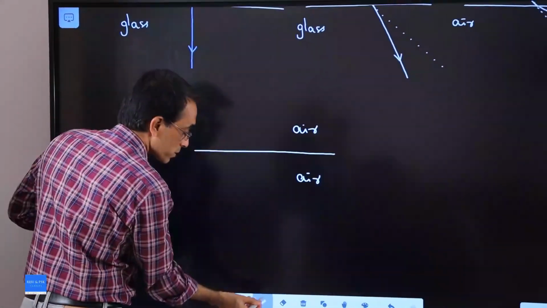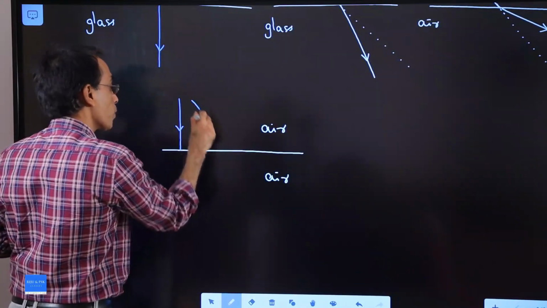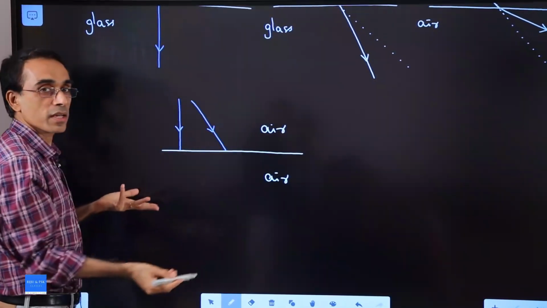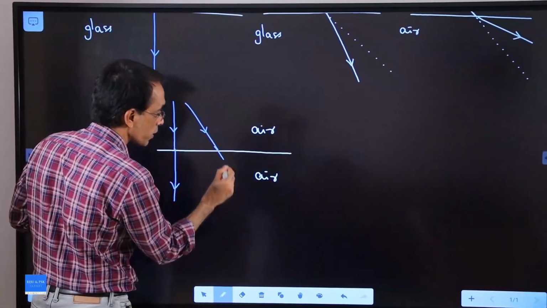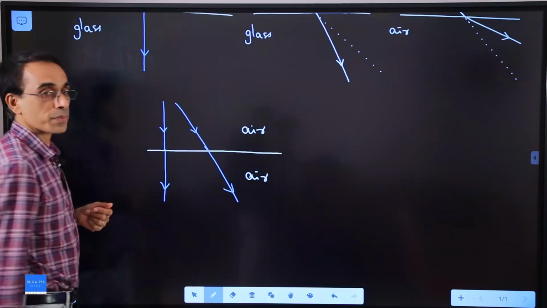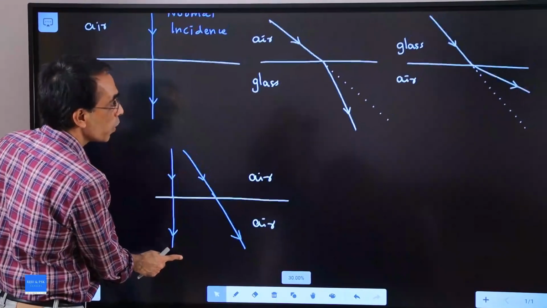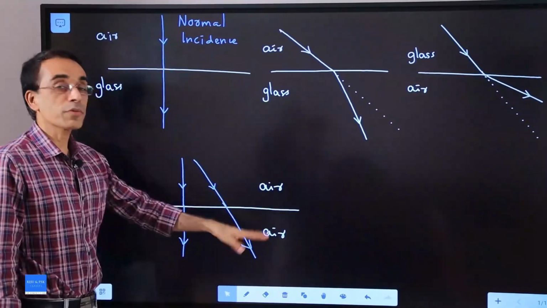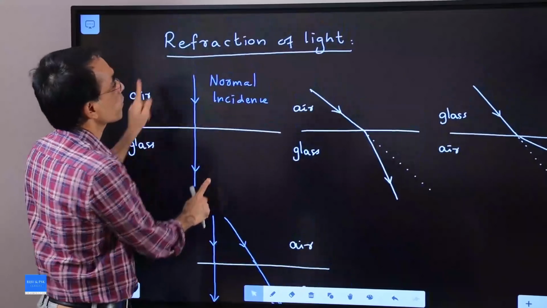Light falls perpendicular or oblique, either way. No change in the direction. This light will go straight, this will also go straight. So the deviation is not possible. The deviation will happen only when there is a difference in the speed. This is what we call refraction of light.